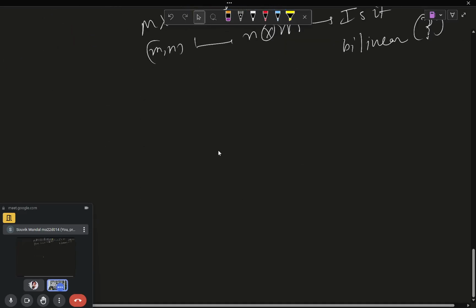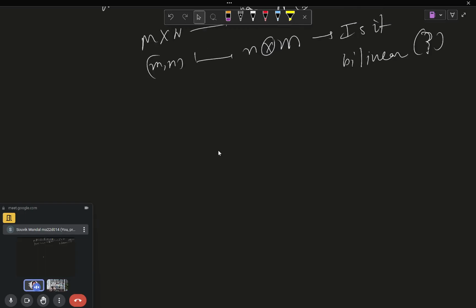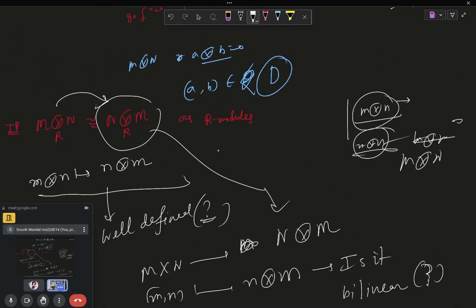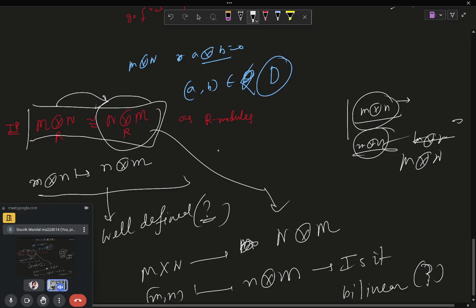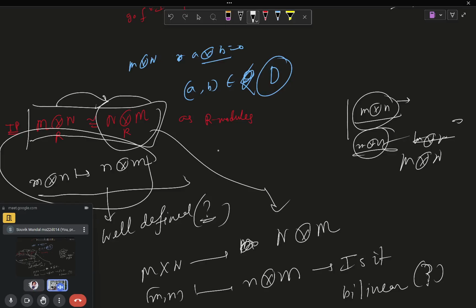Okay, so let's go to the next problem. The moral of the story is you need to construct a bilinear map first, then you can construct a well-defined map. And do note one thing, this is an isomorphism, so tensors can be taken in any order. But while working on a problem, always try to remember the isomorphism map explicitly. Isomorphism is fine, but you also need to keep in mind the explicit mapping. Understand?